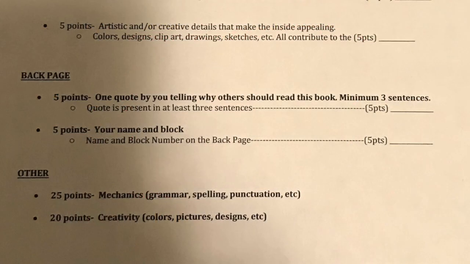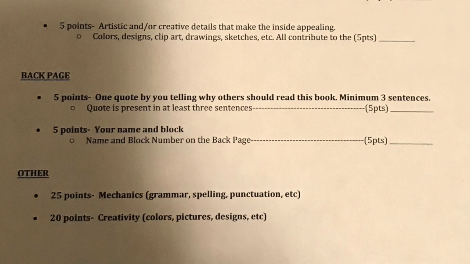Honors students, you have to do both of those options for your literary portfolio. So everybody in block 2 and 12, my 2 honors blocks, everybody in those classes does a diary entry, and everybody in honors classes will also do the song lyrics part for your portfolio. So again, in honors, your project is a lot longer than Regents. Final things for both: there's an extra 5 points for artistic and or creative details that make the inside of your project appealing. Colors, designs, clip arts, drawings, sketches, etc. Remember I showed you the different examples, some that were colorful, some that were not.